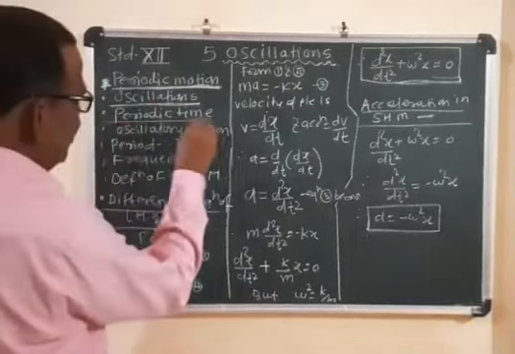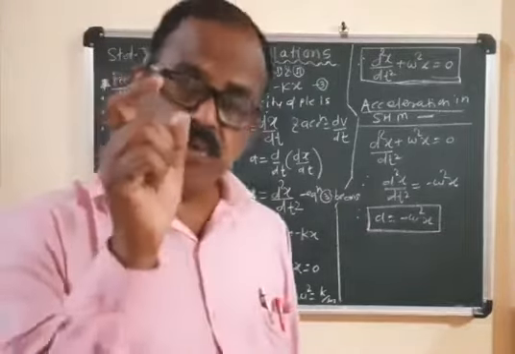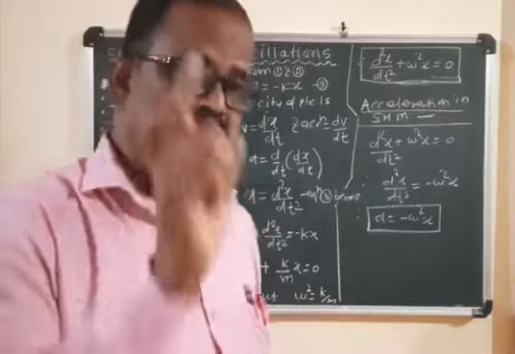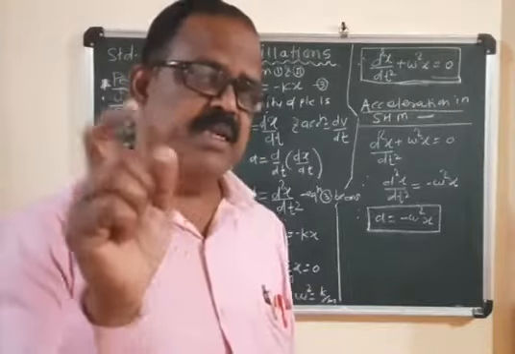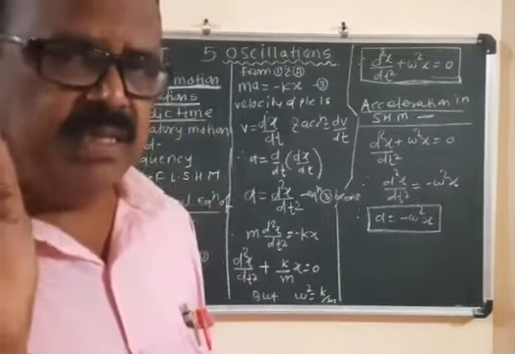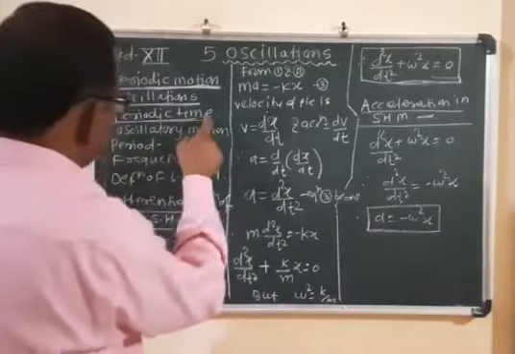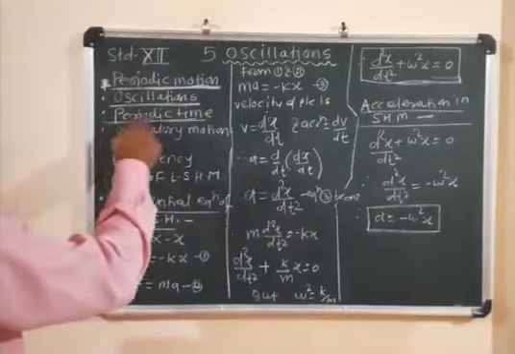Next, what is meant by periodic time? Time taken by a particle to complete one oscillation. The time taken to complete one oscillation is called the periodic time. Time taken by a particle to complete one oscillation is called the periodic time.